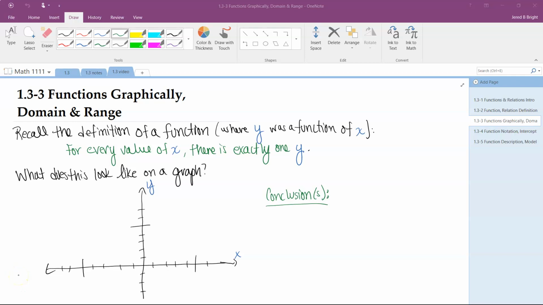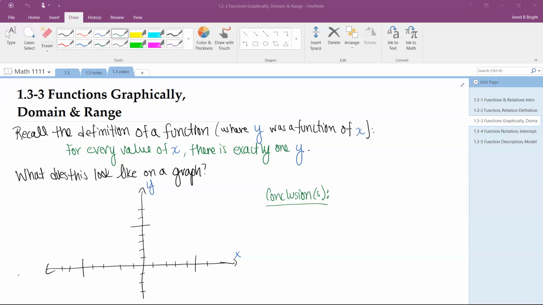Welcome back, and this time we are going to look at functions graphically and just focus on the domain and range a little bit more there again. So if you remember, we want to talk about a function descriptively, that was with the definition. We want to talk about a function graphically, tabularly, and then also algebraically. Okay, so we're working on that.